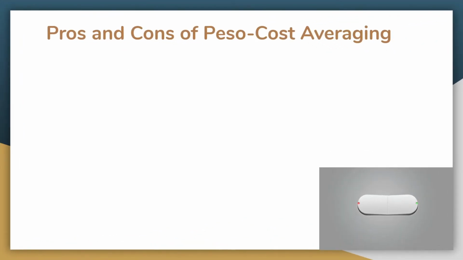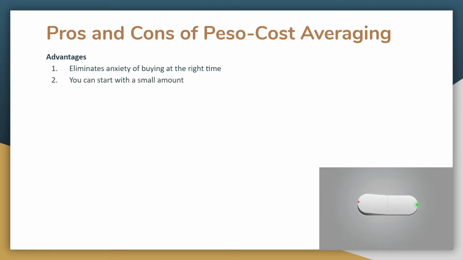And then here are the pros and cons of this particular strategy. So the advantages are, first, it eliminates the anxiety of buying at the right time, because you're regularly investing and you're just gonna buy whatever the price is on that particular day. You won't be anxious about getting the right price, or whether it's a bargain. And then number two is you can start with a small amount. So as I've said earlier, you can just put in 1K every month and buy whichever stock you want at the price given on that trading day. And yeah, you're basically investing.